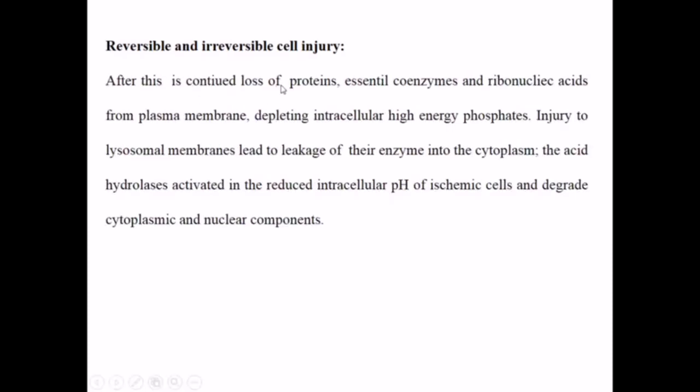After this there is continued loss of protein, essential coenzymes and ribonucleic acid from the plasma membrane, depleting intracellular energy phosphates. Energy loss to the membrane leads to leakage of enzymes into the cytoplasm, and acid hydrolases reduce the pH of the ischemic cell and degrade cytoplasmic and nuclear components.